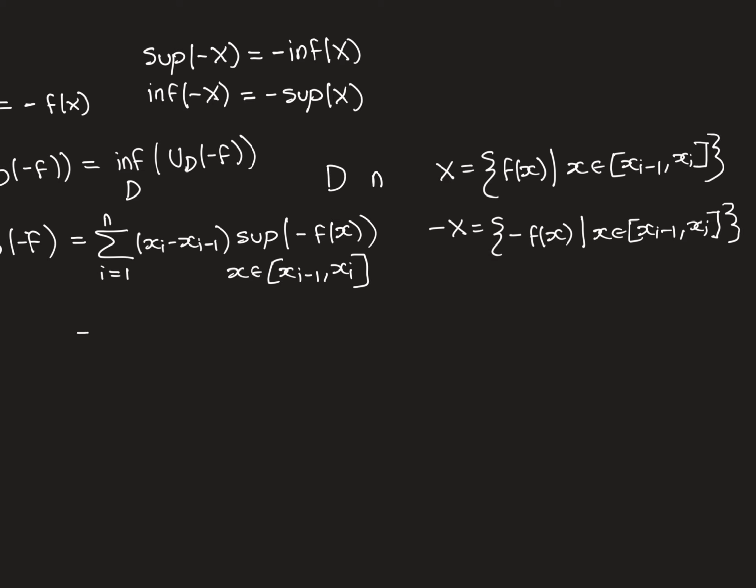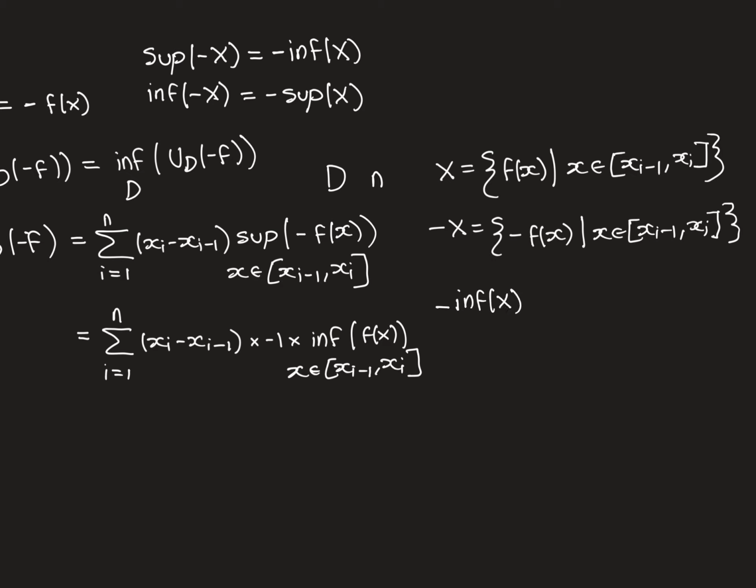So let's do that. We'll do it in a few more steps, split into two steps so it's obvious. The sum from i equals 1 to n of x_i minus x_{i-1}, and now we're going to have times minus 1 times the infimum, where x is allowed to vary over x_{i-1} to x_i, of f of x. Let's just check that I've done that correctly. We had the supremum of minus f of x, where x is allowed to vary over this, so it was the supremum of this set. By this result here, it's minus the infimum of that set X. Then we've just converted that back into this notation, so it's the infimum where x is allowed to vary over this of f of x. So yes, that's all fine.